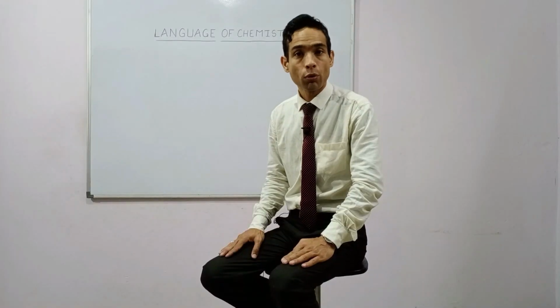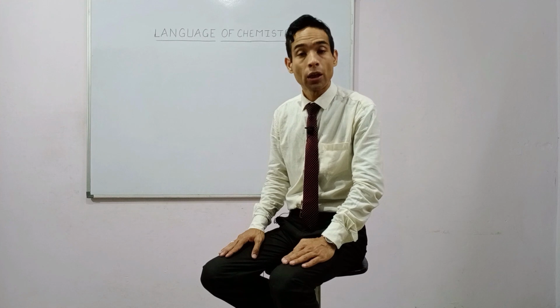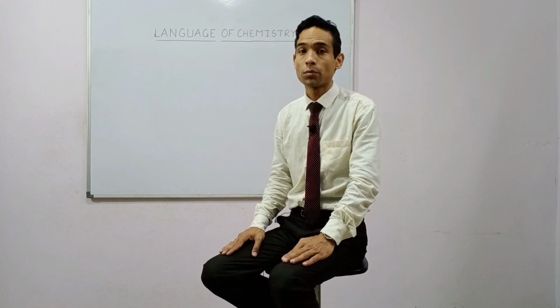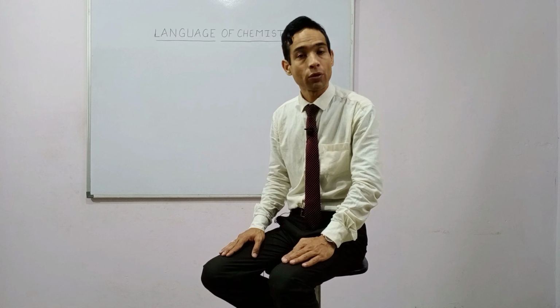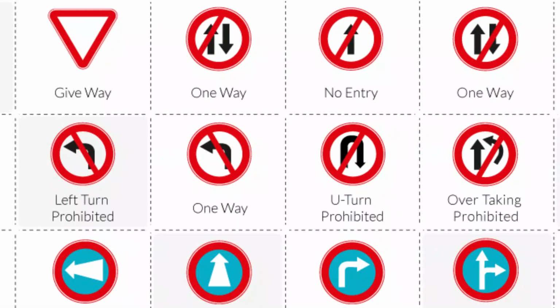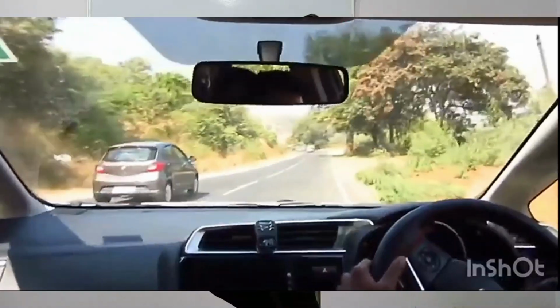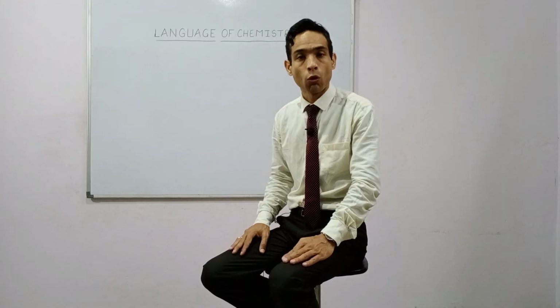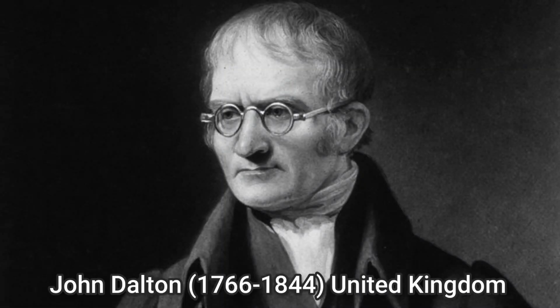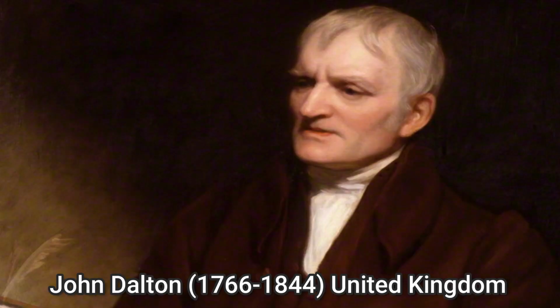Symbols play a very important role in everyday life. If we know the symbols, it becomes easy for us to identify things. For example, if you know the symbols of traffic rules, it becomes easy for us to drive. Symbol is a small representation of anything. John Denver was the first scientist to use symbols for elements.